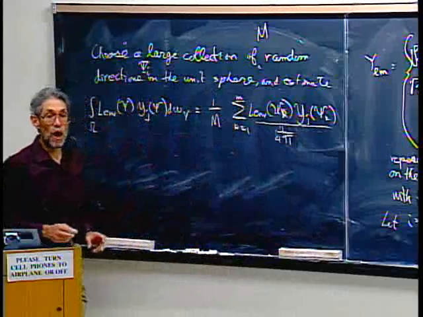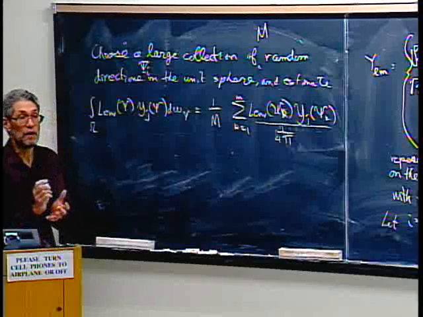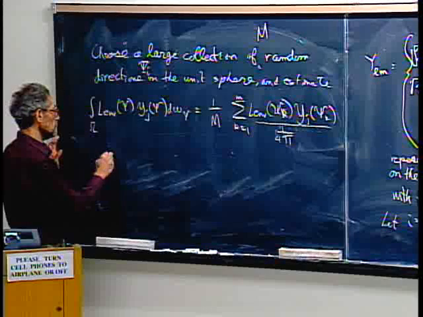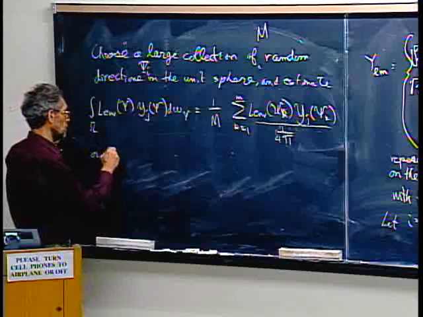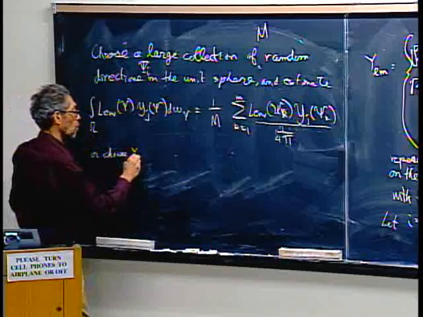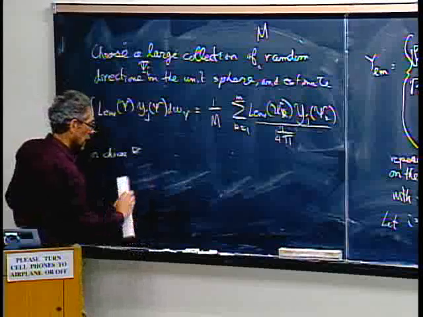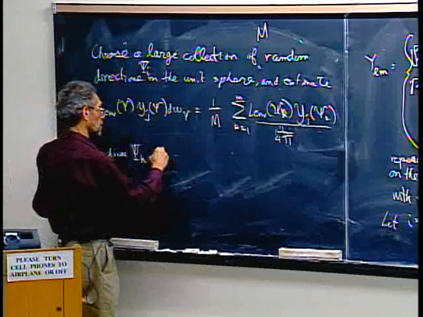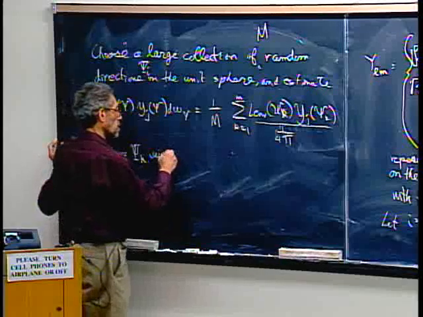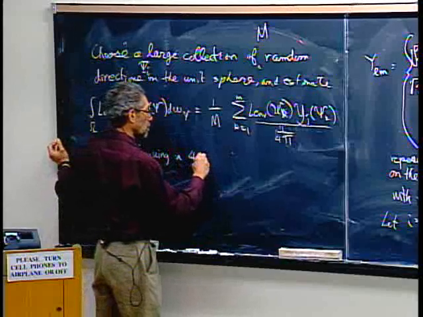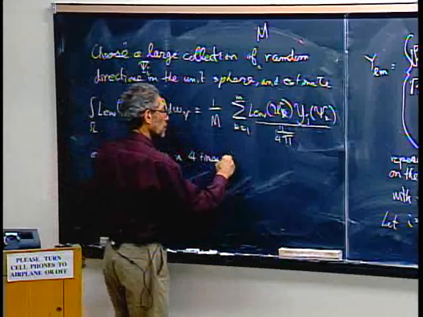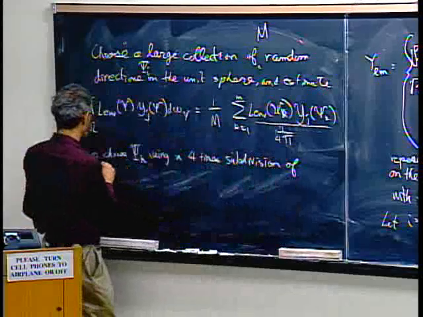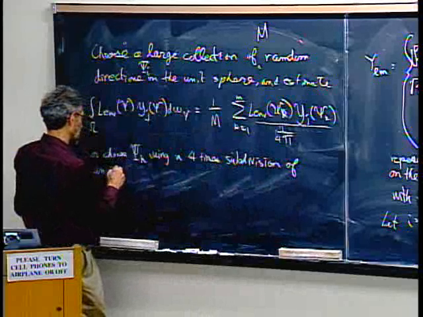If you didn't want to choose them randomly because you thought they might be clumped up, which might give you bad statistics, you might choose my directions psi k using 4 times subdivision of an octahedron or an icosahedron. Why don't I say icosahedron?